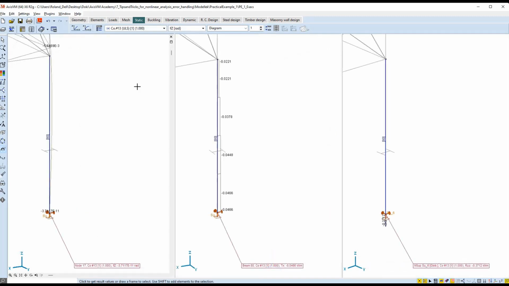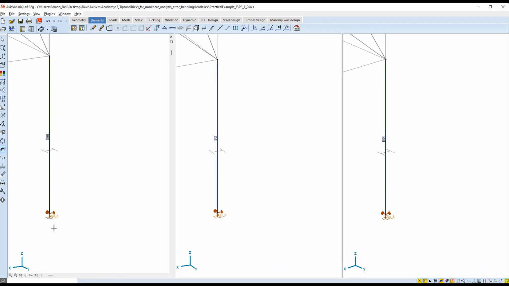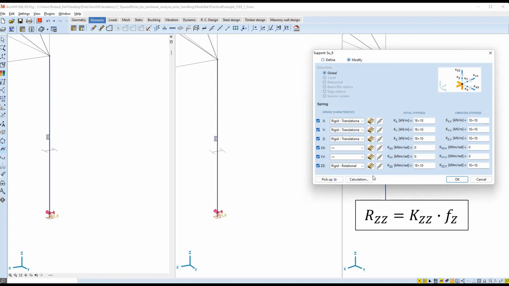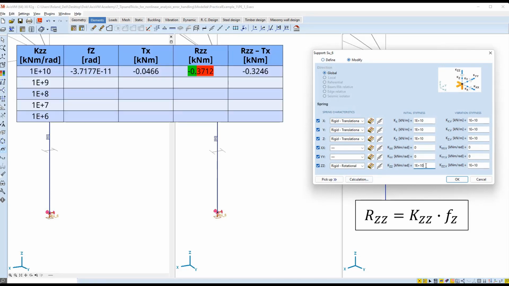Let's create a new view to display the FZ rotation of the support. Its value is very small. It is about -3 times 10 power -11 radian. This is in the range of the numerical rounding error. But the high support stiffness of 10 power 10 kN per radian magnifies it to about -0.3 kN. It is in the order of magnitude of the support moment.